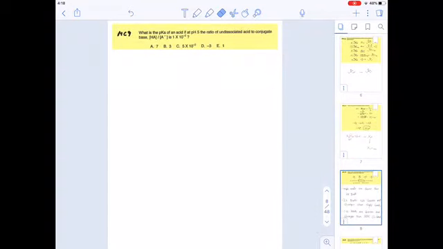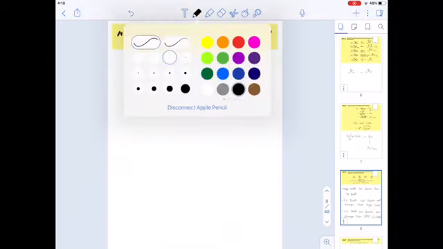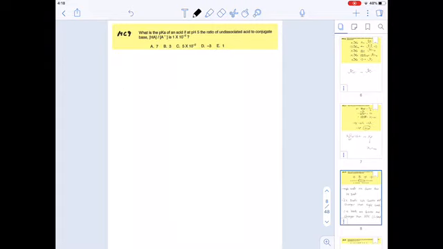So multiple choice 9 asks, what is the pKa of an acid if at pH 5 the ratio of undissociated acid, HA, over A minus, which is the base, is 1 times 10 to the negative 2? So to do this problem, you have to remember the Henderson-Hasselbalch equation, which I will write in for you guys. Henderson-Hasselbalch is pH equals pKa plus log of base over acid.